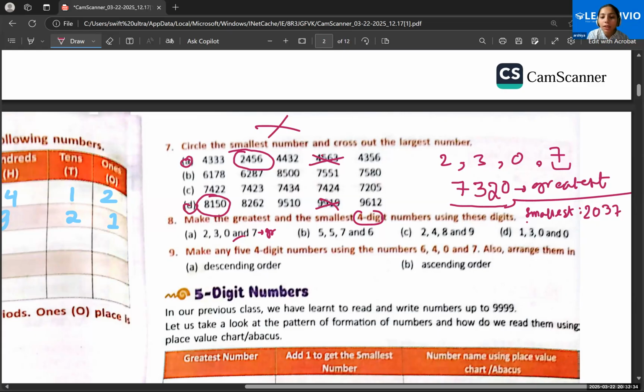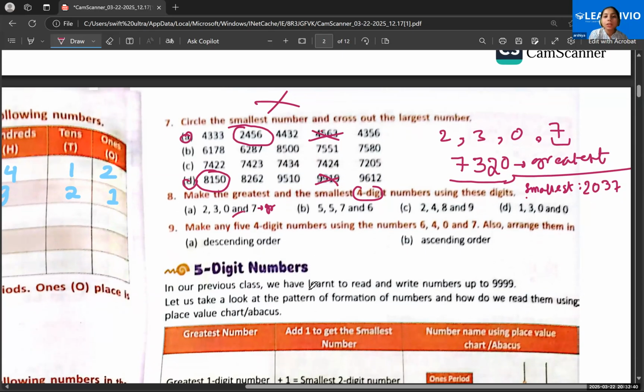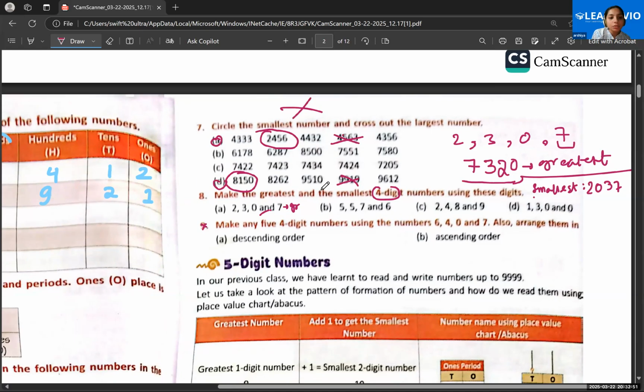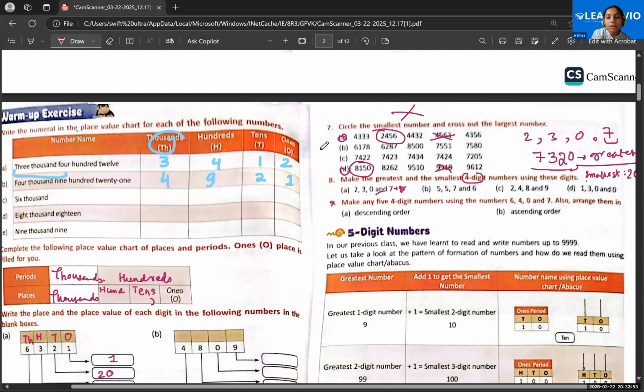Okay. Now the last question. Wait, where did the screen go? Make any 5 4-digit numbers. Okay, this you can do as homework. So that's all for this exercise. We have completed this warm-up exercise.